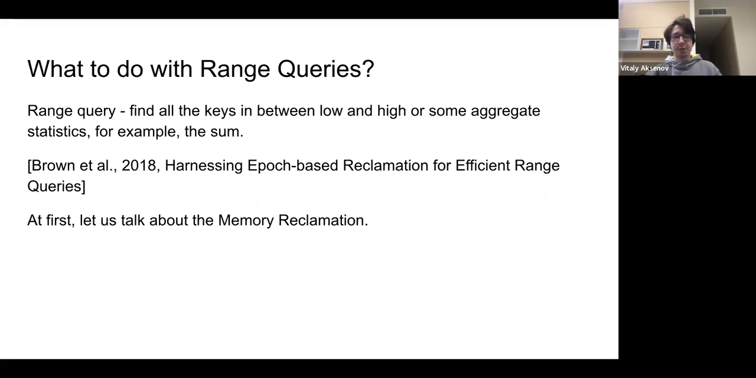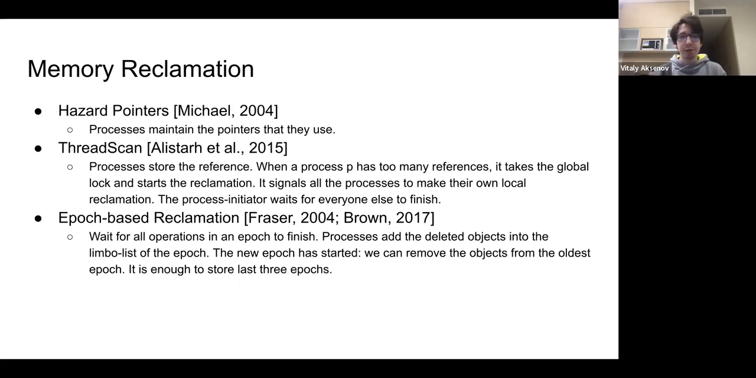One of the first attempts was done by Trevor Brown in 2018. It uses efficient range queries in epoch-based reclamation. So I will talk briefly about memory reclamation in C++. There is the hazard pointer, which was presented by Michael in 2004. Each process just maintains the pointers that it uses, and when you want to remove something, you go over all the processes, check that nobody uses that pointer, and then remove it.